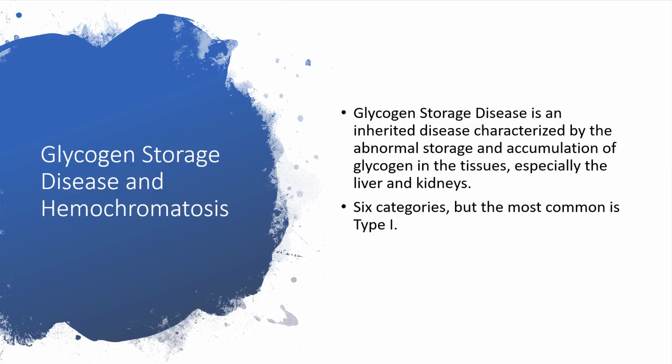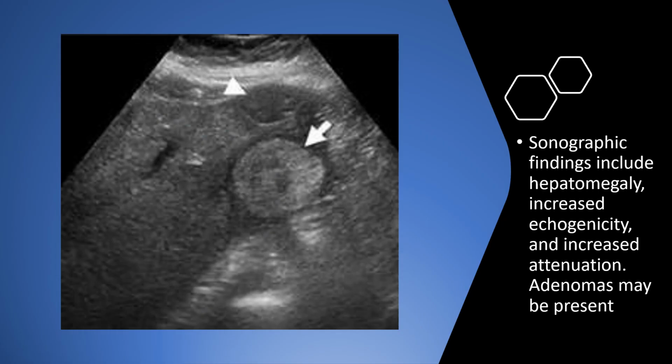Now we're going to talk about a few things that are a little more uncommon. The first one is glycogen storage disease. This is an inherited disease characterized by abnormal storage and accumulation of glycogen in the tissues, especially in the liver and the kidneys, which would make sense, right? Because it's converted to glycogen in the liver. There are 6 categories, but the most common one is type 1, and that's also known as von Gierke disease.